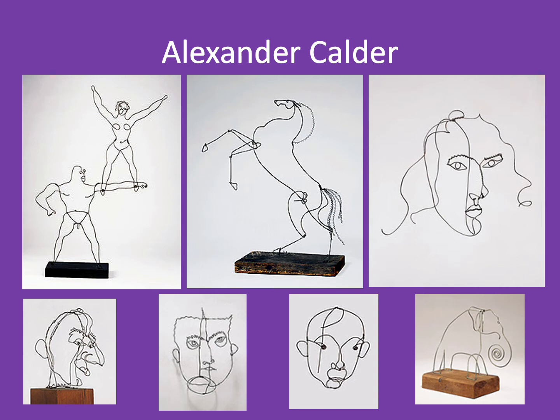So here we see some of Alexander Calder's sculptures that were made out of just wire. And you can see the wire works as just an outline for the different subject matter that he chose to depict. And so, very simple.